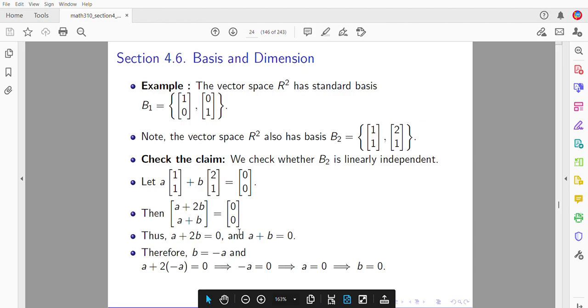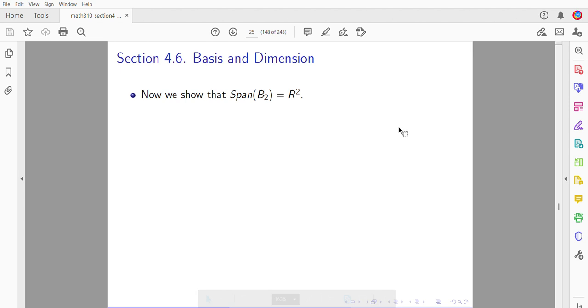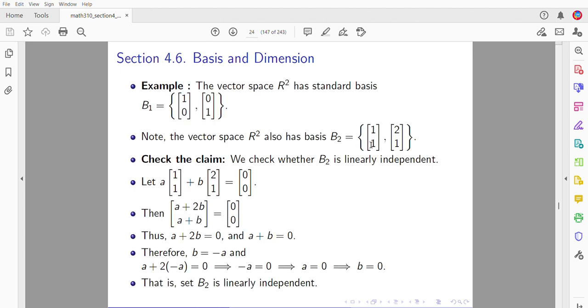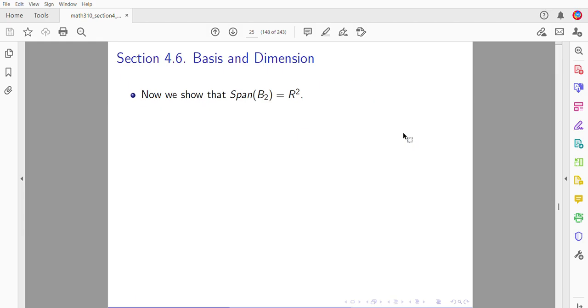So what did we say? A linear combination of these two vectors being the 0 vector results in the coefficients being 0 as the only solution. So B2 is linearly independent. Remember, to be a basis, you want to be linearly independent and be a spanning set. So consider the span of B2. Is it equal to R2? Let's take any vector from R2.